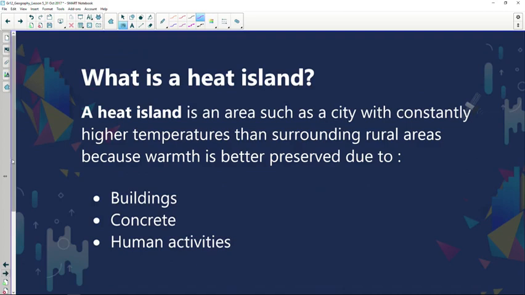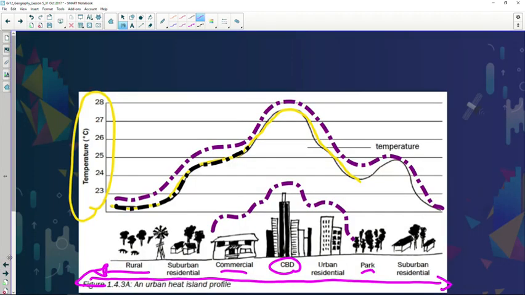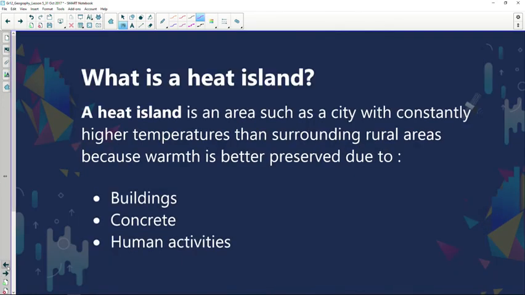Now, our next topic, if we quickly look at it, what is a heat island? It's very simple. It's an area that experiences warmer temperatures than the surrounding rural area. Now, a heat island usually happens over city areas. As you can see, if we quickly go back to this graph, look at the city area, the urban area. This is a heat island right over there. It's warmer than the surrounding rural areas. If you look at the definition on the slide, it's an area such as a city with constantly higher temperatures than the surrounding rural areas.